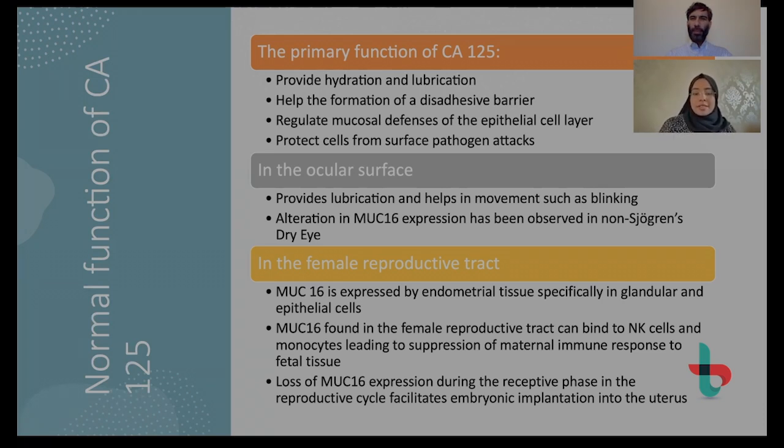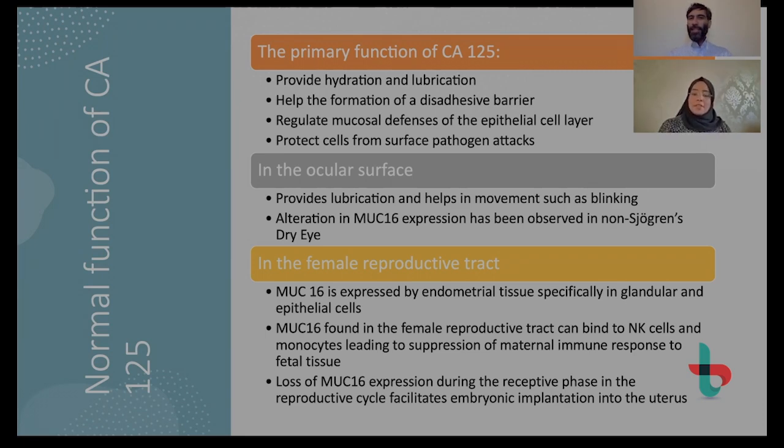On the ocular surface, like in other epithelial surfaces, it helps provide lubrication, but it's also important in movements such as blinking by preventing the different eye surfaces from sticking together. It's also been found that the alteration of expression of MUC16 is associated with non-Sjogren's dry eye disease. Yeah, because if it helps lubrication and hydration, logically the alteration in expression of MUC16 or CA125 can cause dry eye. Yeah.